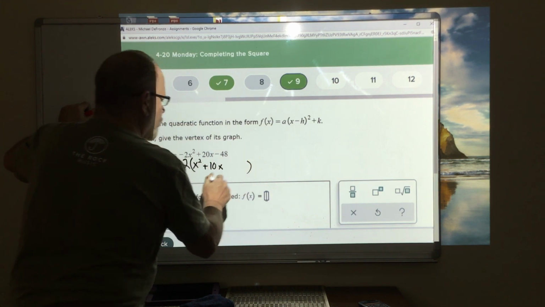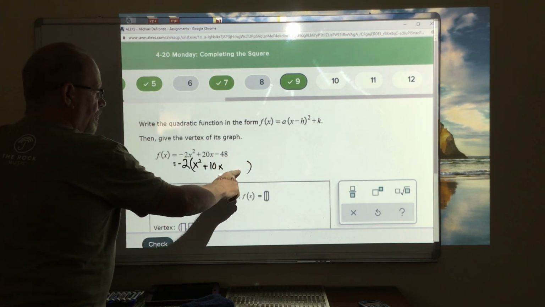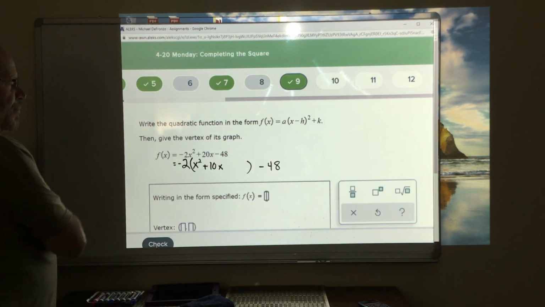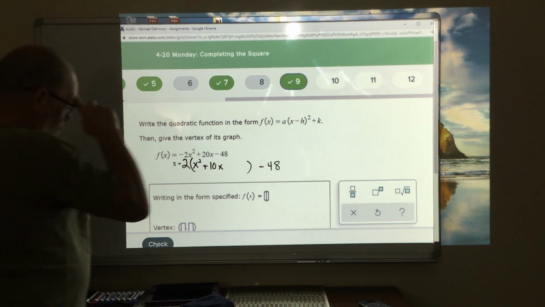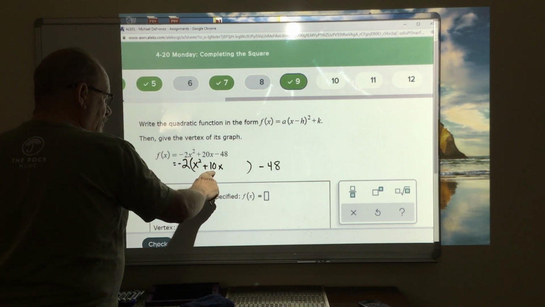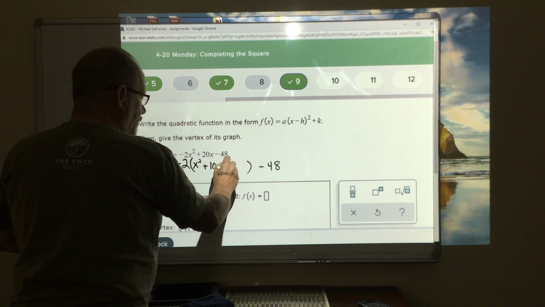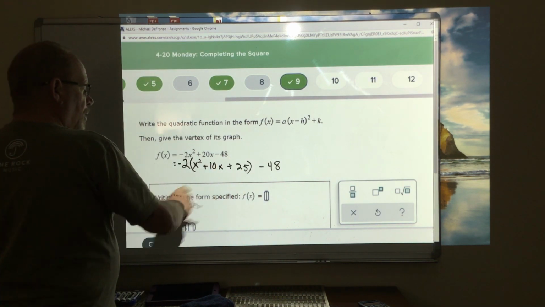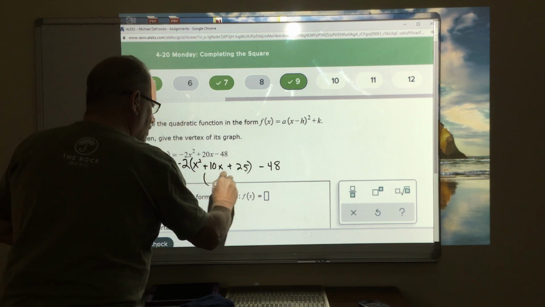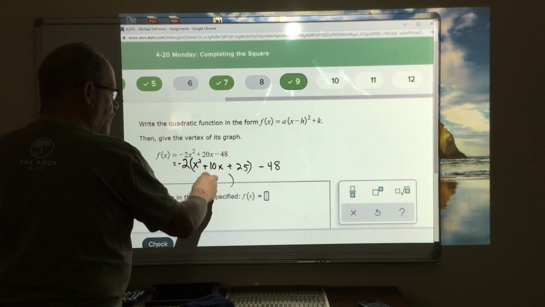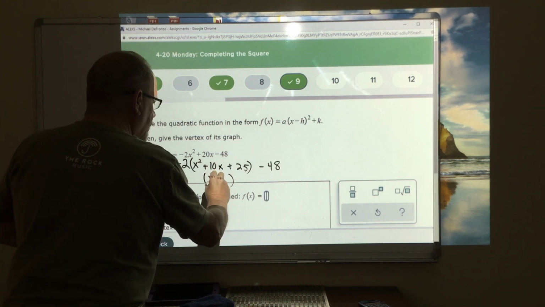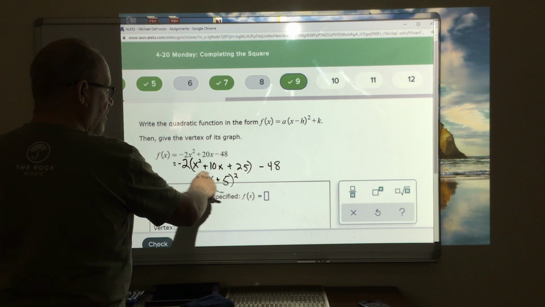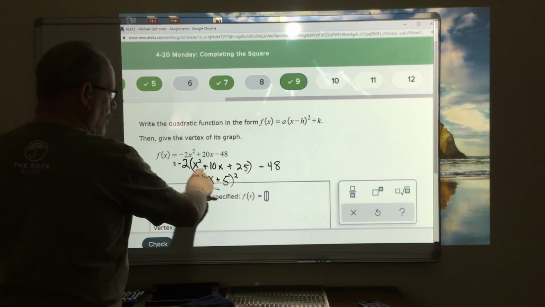And I'm leaving a little room so I can complete the square. And I'm putting that -48 out there. Okay? So, half of this squared. Half of 10 squared. Now I have a perfect square trinomial, perfect square binomial. That's what this piece is. That's why we learned that in the first part.